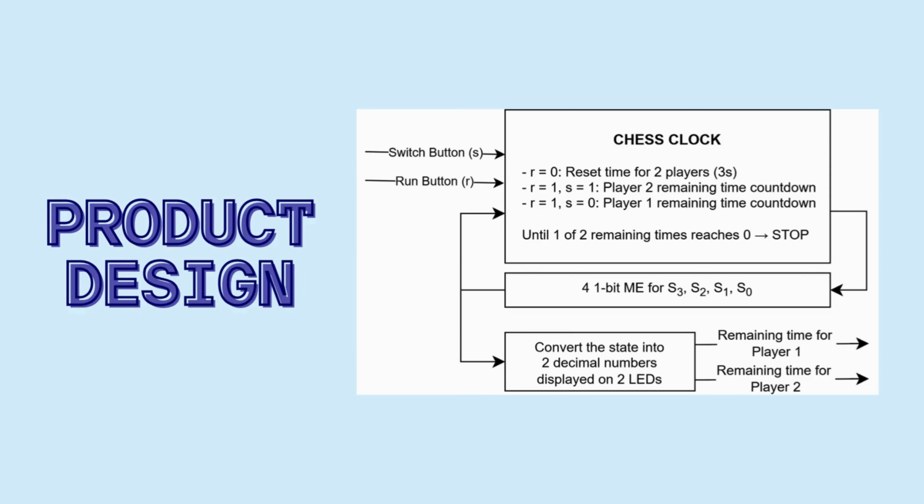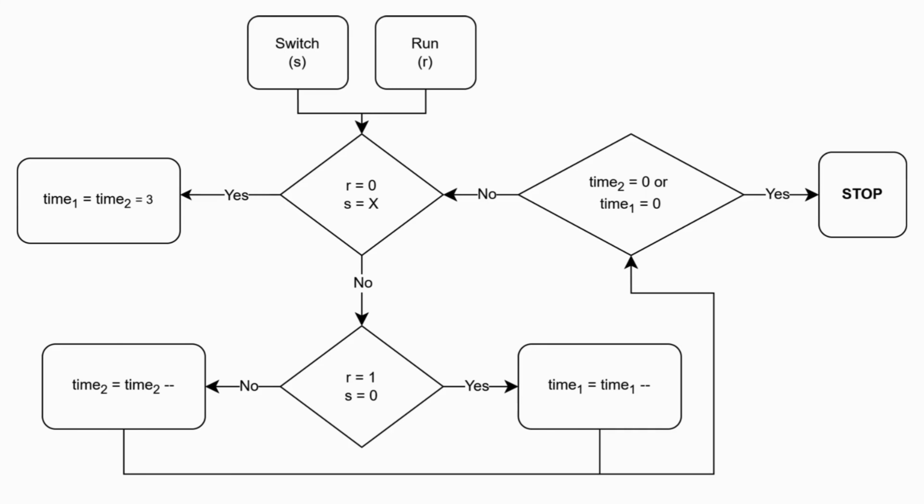About the product operation, the initial time for each player for each game is set to 3 seconds. From here we set the run button to R and the switch button to S. The game begins when R equals 1. This starts a player's countdown timer based on the status of the switch button. The switch button toggles between two players. This ensures that only one player's timer runs at any given time.